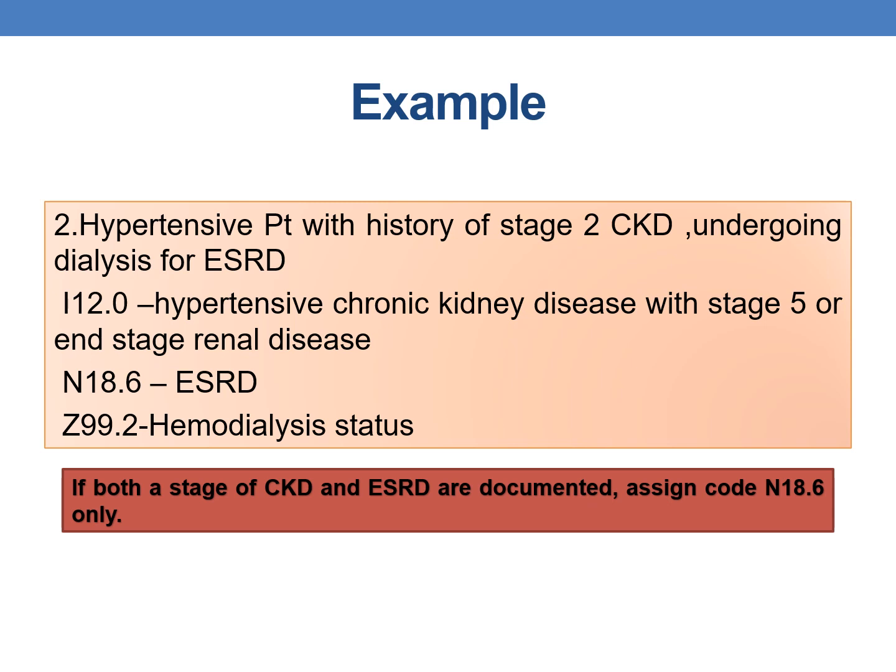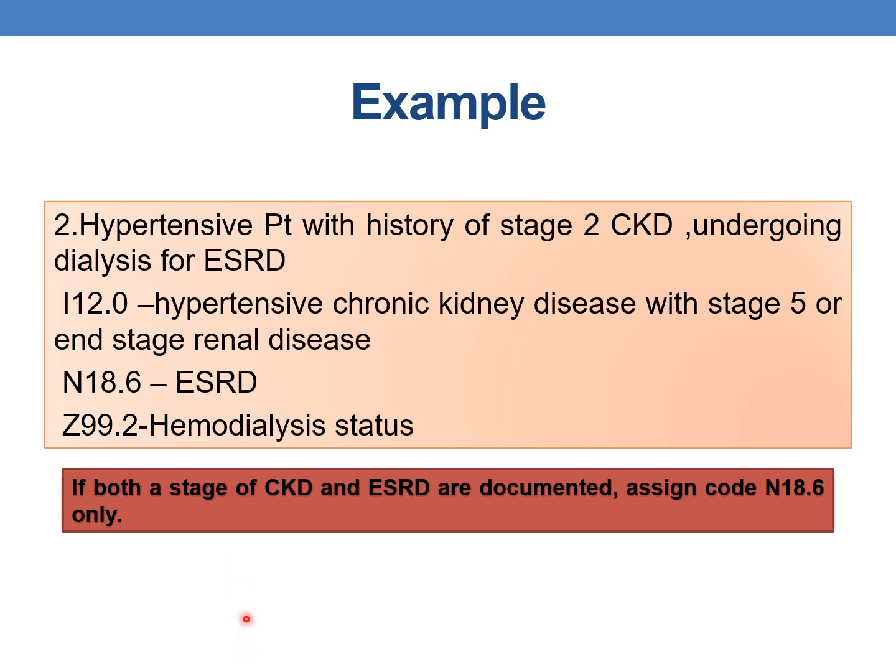So the appropriate codes for this scenario are I12.0 to indicate hypertensive chronic kidney disease with stage 5 or end stage renal disease, and N18.6 to indicate end stage renal disease, and Z99.2 to indicate hemodialysis status because patient is undergoing dialysis for end stage renal disease.